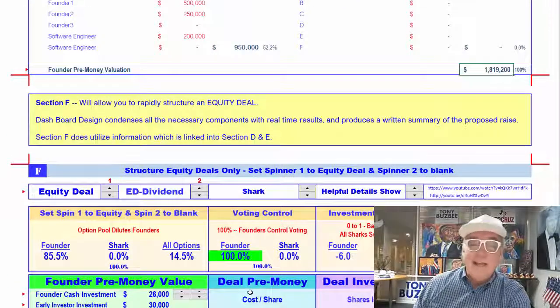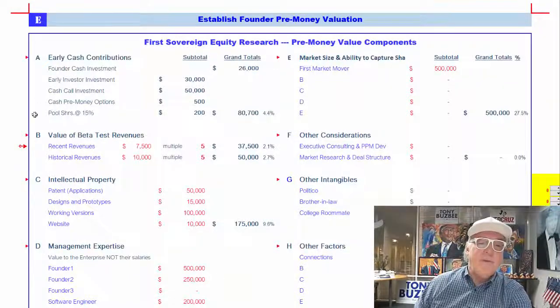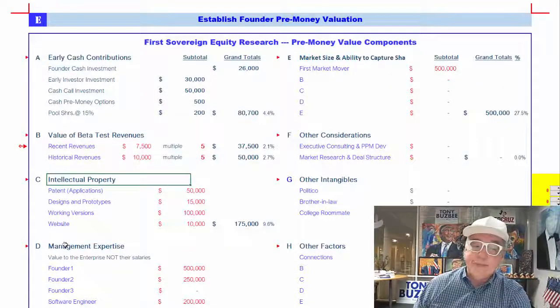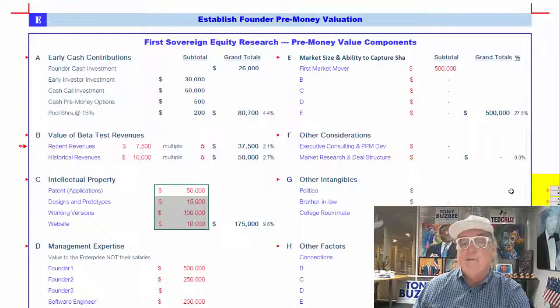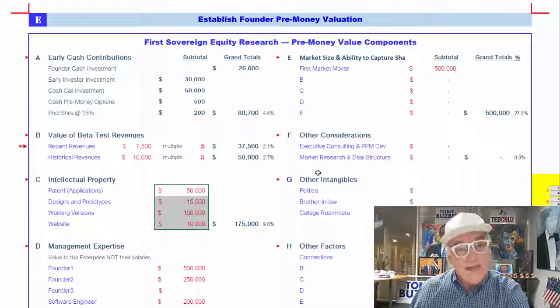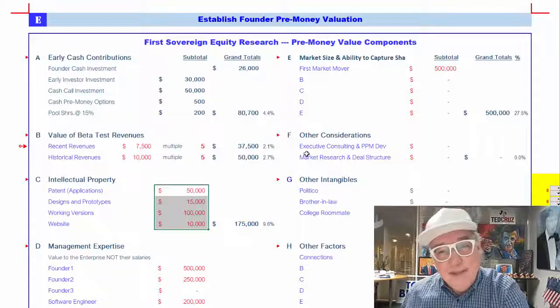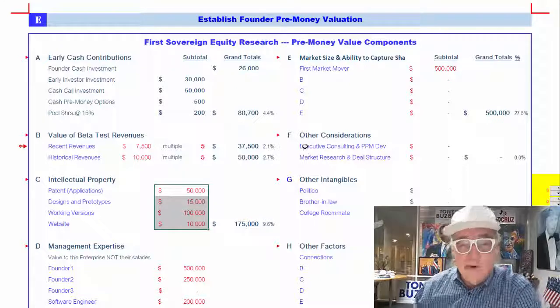So that's how you do it. So to review, we've got a number of sections, and these sections each can have a component of value. Add them all up, and guess what you get? Founder pre-money valuation. So that's how you do it, folks. Okay.